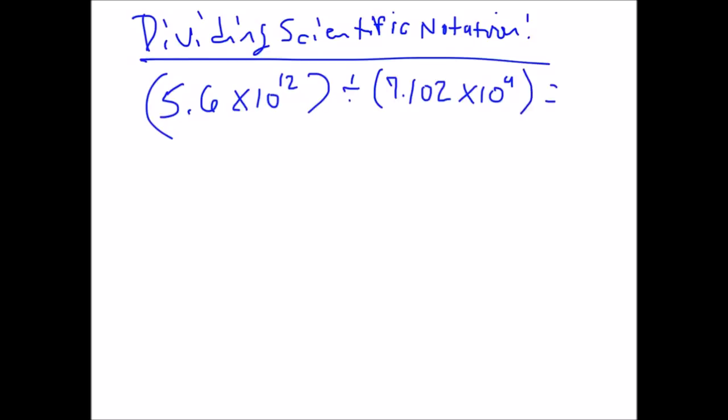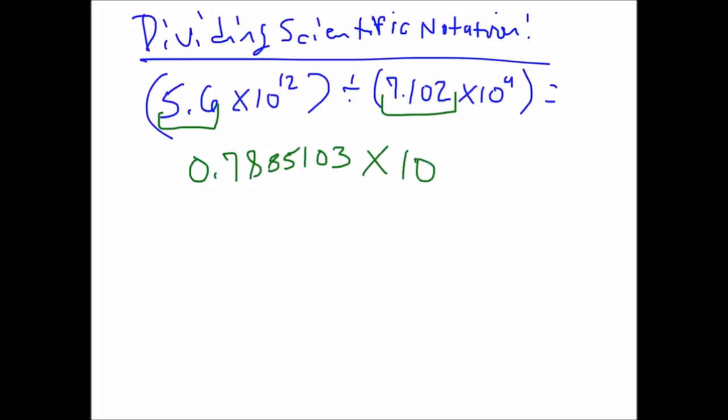Okay, well, again, you're going to take the m piece of the number and you're going to divide it. And you should get 0.788510, okay, and then we'll put the times 10 on there, and now we will subtract. The 12 minus 4 is 8, so this is our answer, except it's not between 1 and 10.